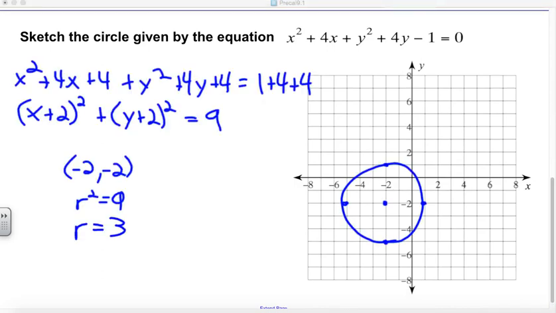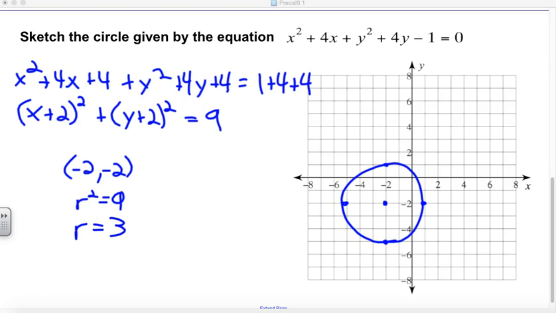All right, so you need to add the 1 over to the right side, then leave some space to complete your squares. So for x squared plus 4x, you take half of 4, which is 2, and square it, you get 4. So we add on 4 to each side of the equation. Then for y squared plus 4y, same thing. Half of 4 squared is 4, so you add 4 on to y squared plus 4y and add 4 to the other side. Now we'll factor each one of them.